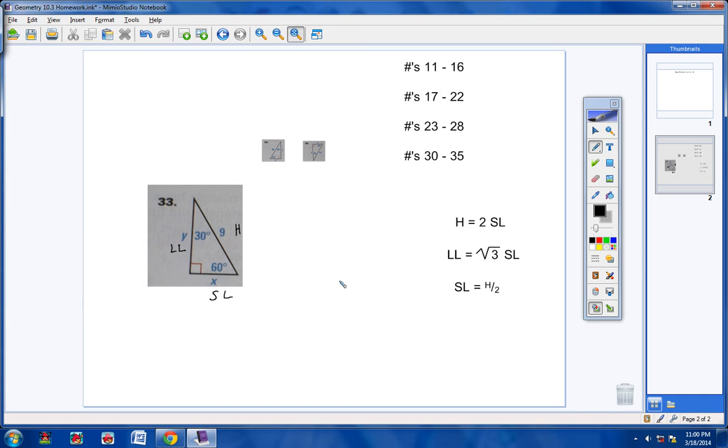So what I'm going to have is 9 divided by 2 will be 4.5. So there's my shorter leg. Now look, the longer leg is always the shorter leg times the square root of 3. Well, my shorter leg is 4.5, so to find the longer leg, I'm going to write 4.5 square root of 3.